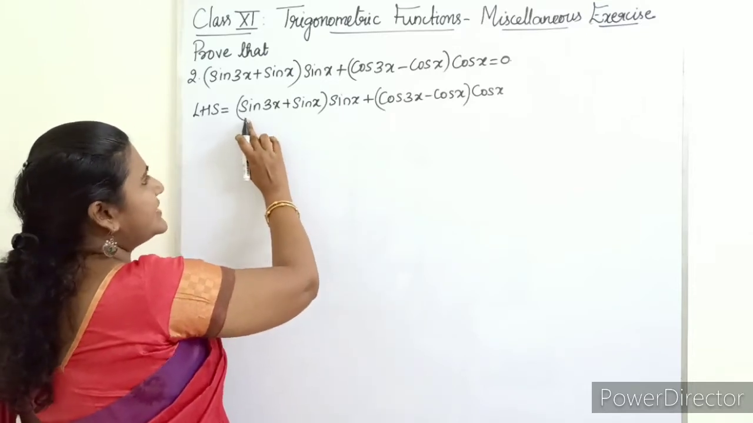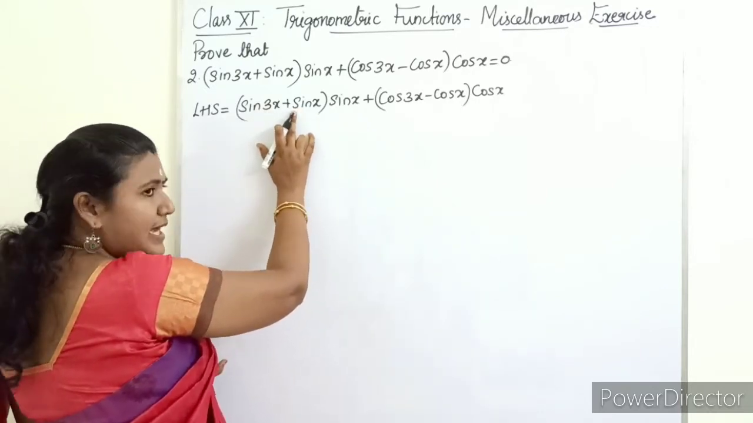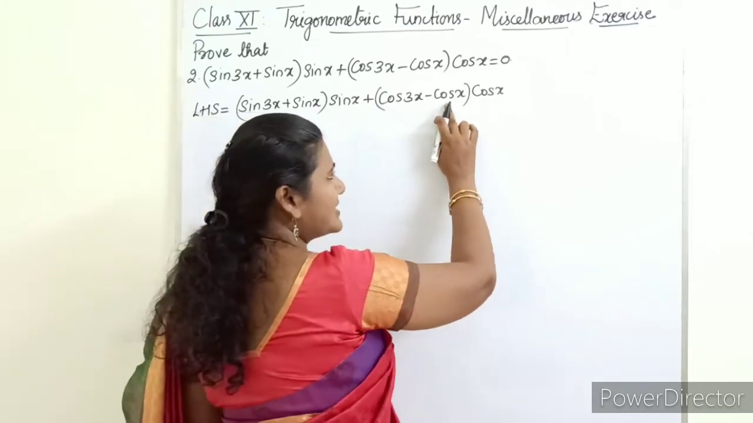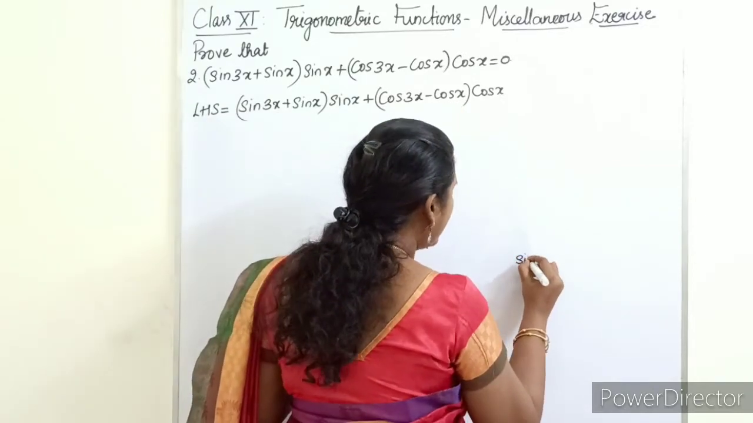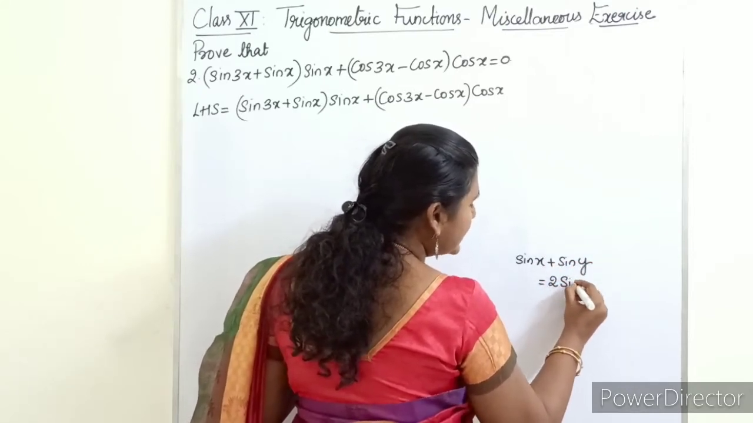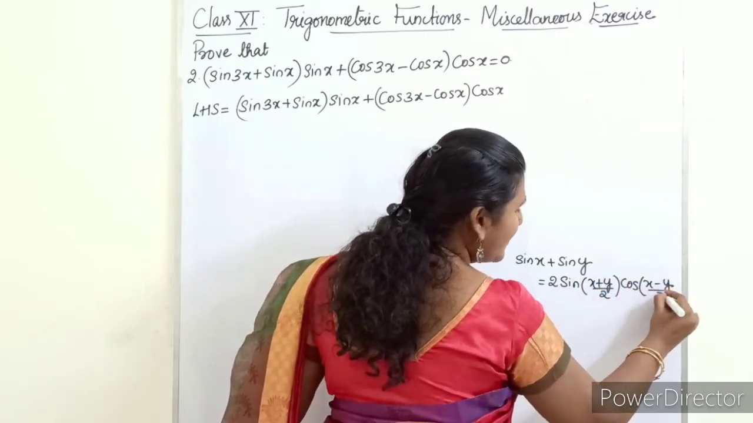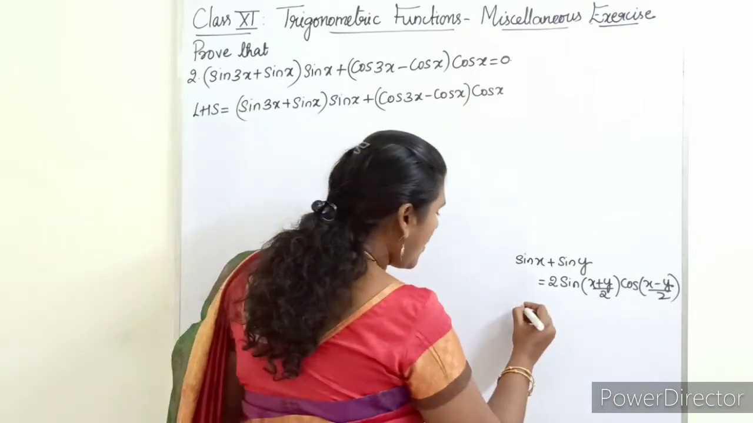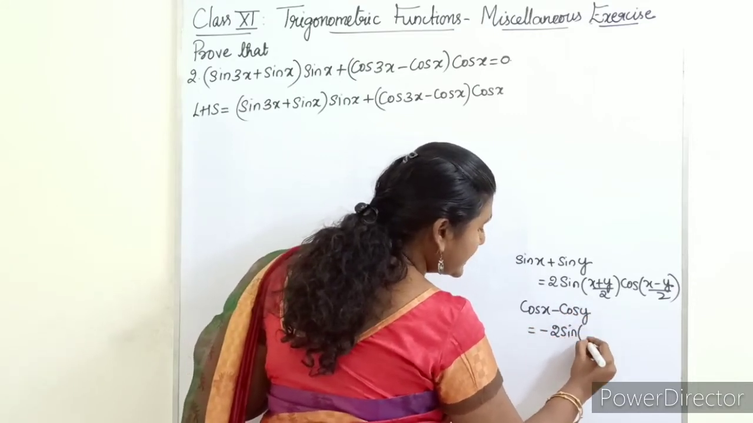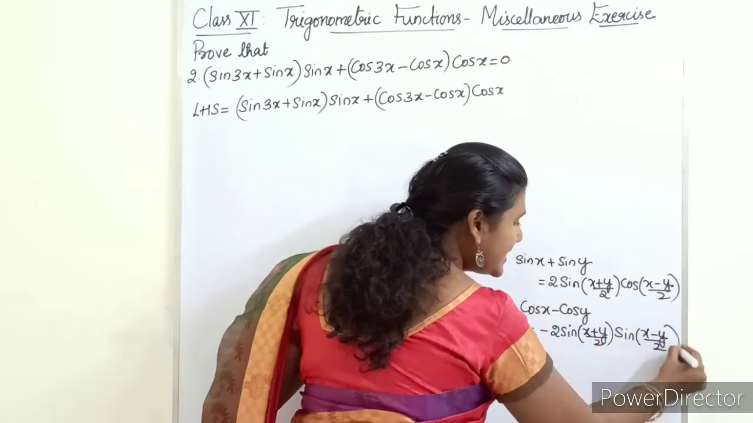See, here in the LHS we have two terms. In the first term we are going to use the sin x plus sin y identity, and in the second term we will use the cos x minus cos y identity. We have cos x minus cos y in the second term. So what is the formula for sin x plus sin y? 2 sin (x plus y) by 2 into cos (x minus y) by 2. So this is the formula for sin x plus sin y. And cos x minus cos y is equal to minus 2 sin (x plus y) by 2 into sin (x minus y) by 2. So we are going to use these identities here.